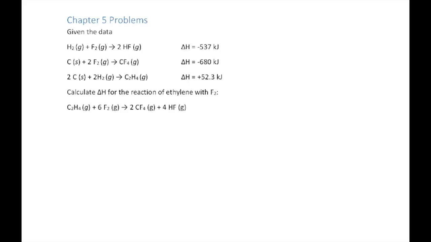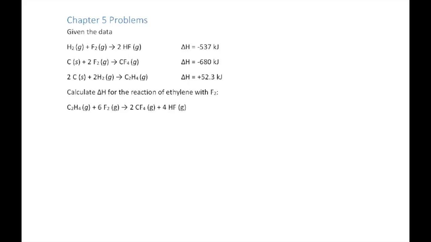The idea behind Hess's law is that we cannot measure the delta H value directly for the reaction of ethylene with F2. Since we cannot measure that value directly, if we have simpler component reactions, we can measure those. Because these reactions and their delta H values are known, we can manipulate them. We can multiply them by numbers, we can reverse them, we can do whatever we need to do to get these three component reactions to match the overall reaction.